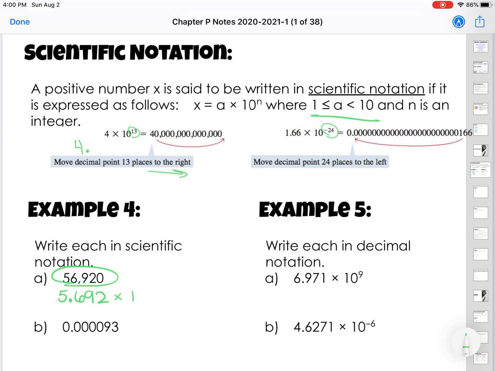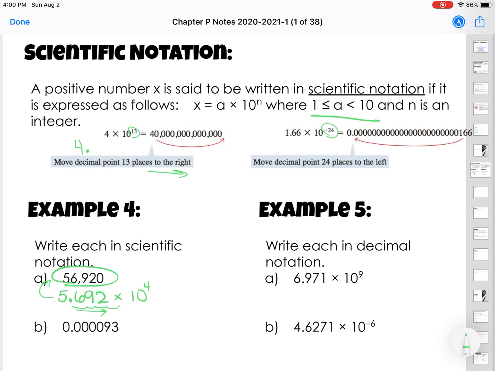Okay, times 10 to the... So what we have to do to this 5.692 to make it turn back into the original number would be to move these decimals to the right. We would need to move them 1, 2, 3, 4, one more space to add in a 0. So that would be times 10 to the 4th.